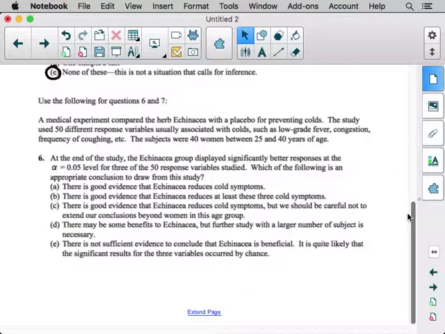All right, so this one we're going to use for 6 and 7. A medical experiment compared the herb echinacea with a placebo for preventing colds. The study used 50 different response variables usually associated with colds, such as low-grade fever, congestion, frequency of coughing, etc. The subjects were 40 women between 25 and 40 years of age. At the end of the study, that group displayed significantly better responses at the 0.05 level for 3 of the 50 response variables studied. Which of the following is an appropriate conclusion to draw for this study?